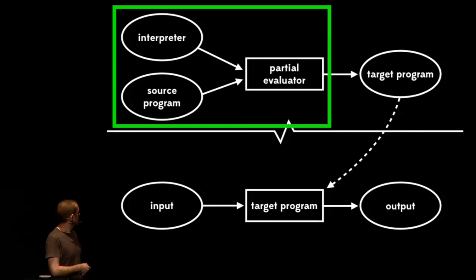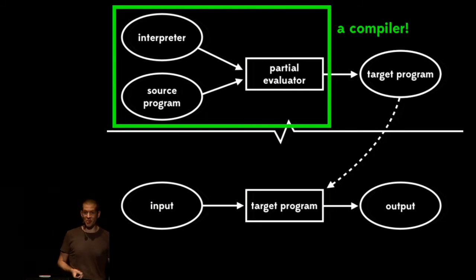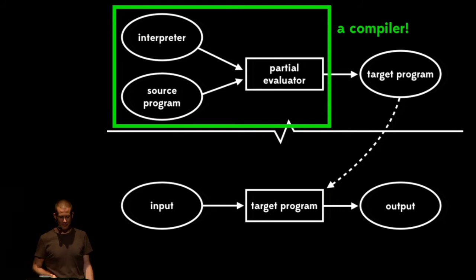So there's something going on here. Whatever's inside this green box is something that can take the source program and emit a target program that we can run later. So what do we have inside that green box? Does anyone know? Right, that's a compiler. So there's your compiler for free, right?